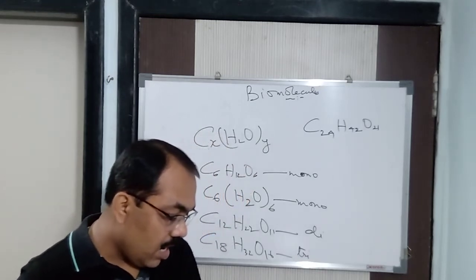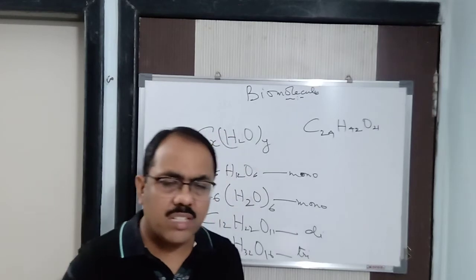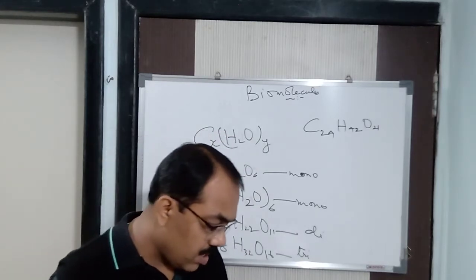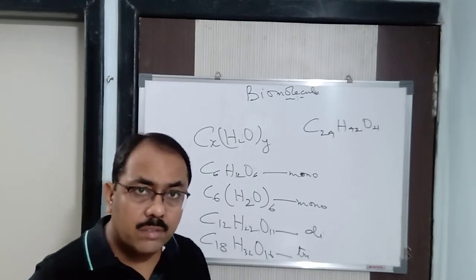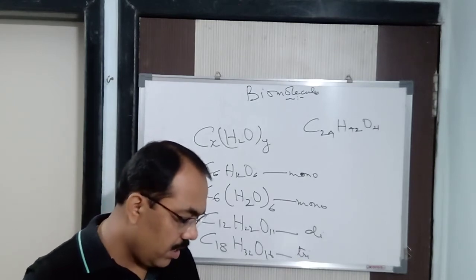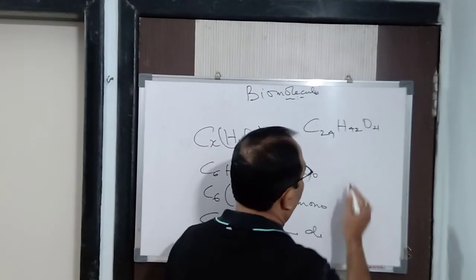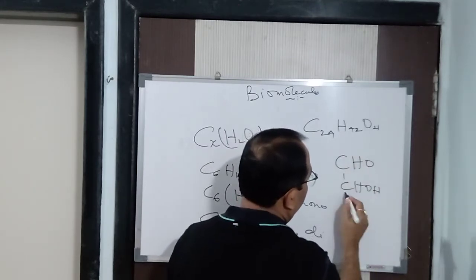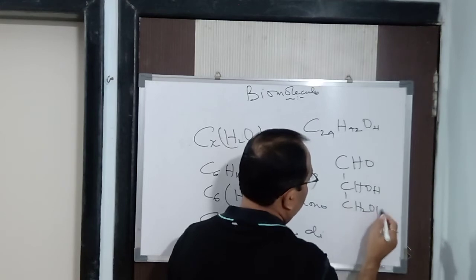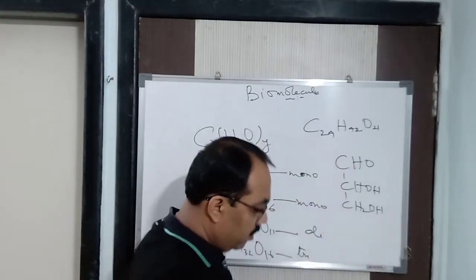Now, next are the trioses. What example can we give? The example of a triose is glyceraldehyde. It is an aldehyde, the name itself says glyceraldehyde. So what will be the formula of glyceraldehyde? Glyceraldehyde is CHO, CHOH, single bond CH2OH. This is your glyceraldehyde. See, the aldehyde group.